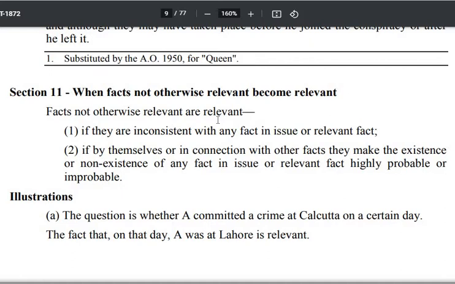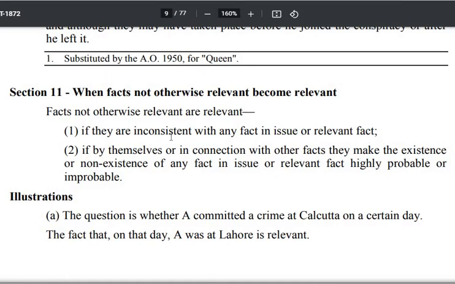Then they are saying such facts also may become relevant, even though not otherwise relevant in any other section, if the following conditions are fulfilled. They are saying if they are inconsistent with any fact in issue or relevant fact. Means a fact which is not relevant in any other section may become relevant if the fact is inconsistent with what? A fact in issue or relevant fact.